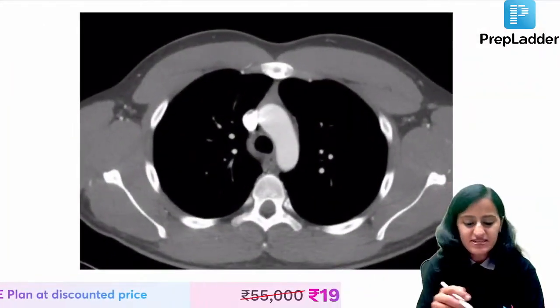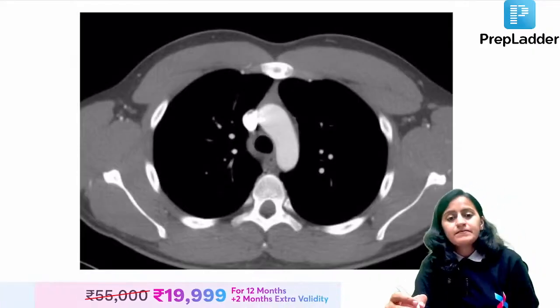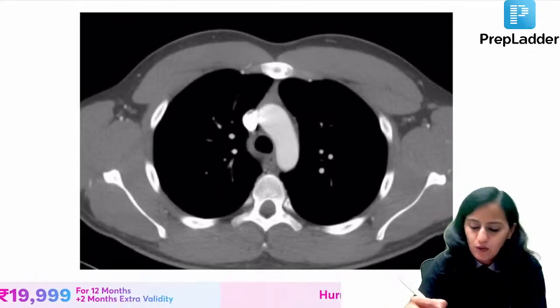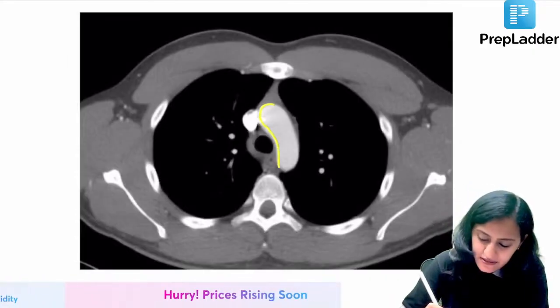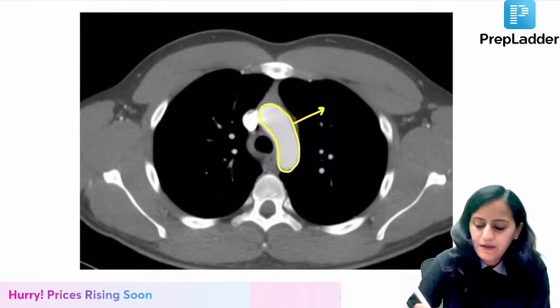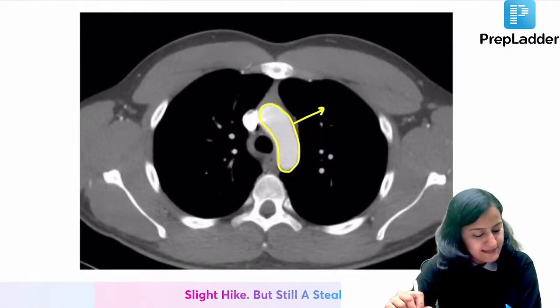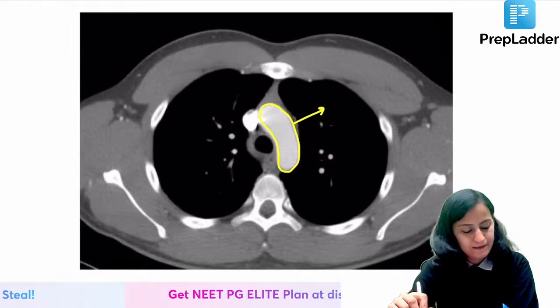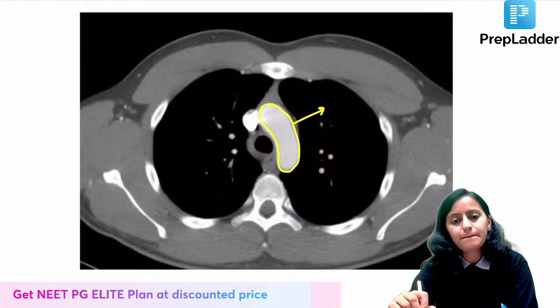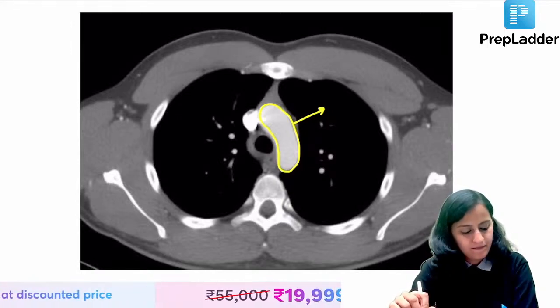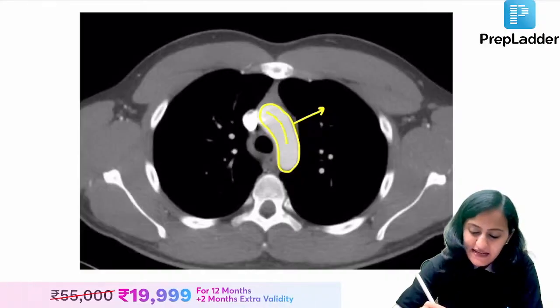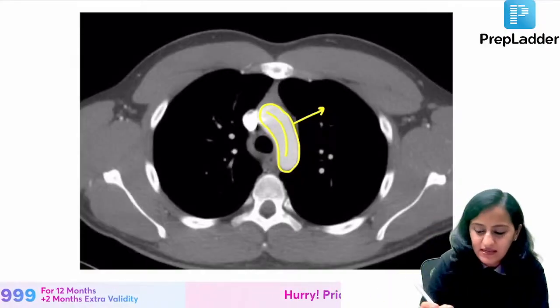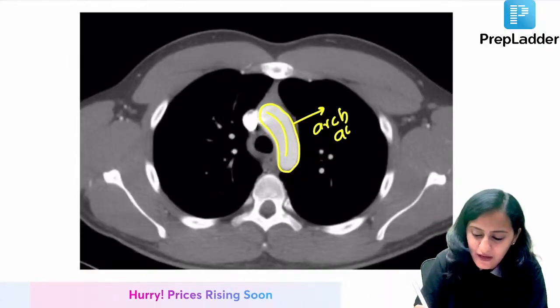This was asked in the recent exam. What do you think is this structure here? What do you think is this structure here, guys? Very good. The one which is like an arch, right? It is arching. This is the arch of aorta.